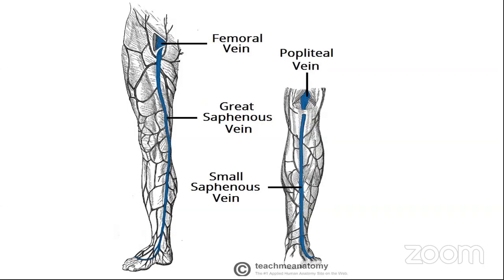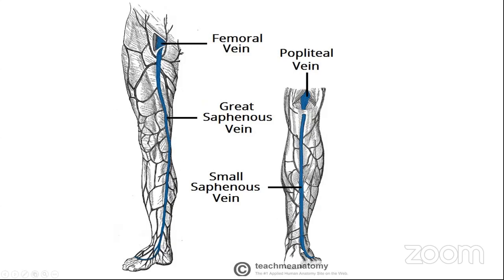If it is not healing for 6 months and more, it is called a chronic ulcer. Now the lower limb venous system is dependent on the great saphenous vein, which is the superficial system, which opens in the saphenous opening and joins the femoral vein.